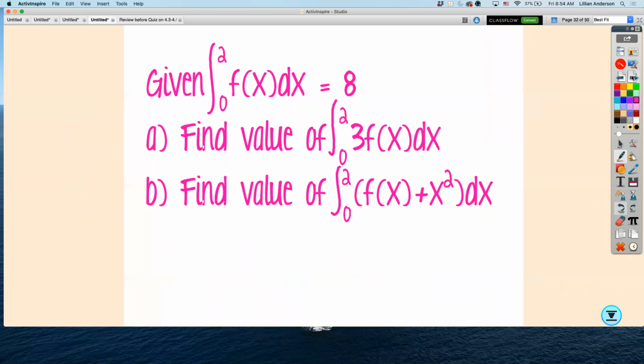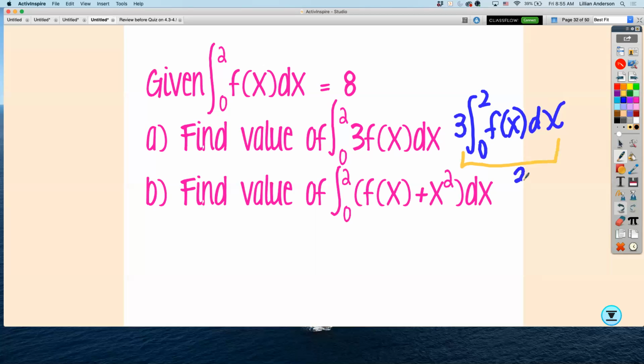Let's take a look at this. Given the integral from 0 to 2 of f of x dx is equal to 8, I don't have a function here. So now I've got to rely on those different properties from before. Find the value of the integral from 0 to 2 of 3 f of x dx. What would that be? 24. Because remember, I can pull out that constant, and then I'm able to replace this entire expression with 8. So then this just turns into 3 times 8, which is 24.